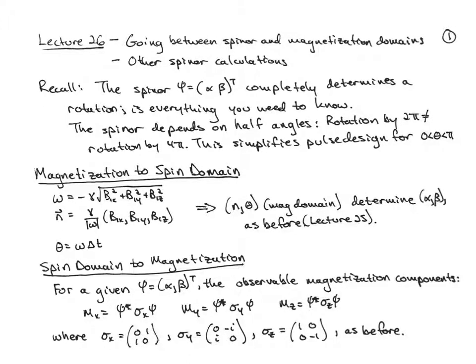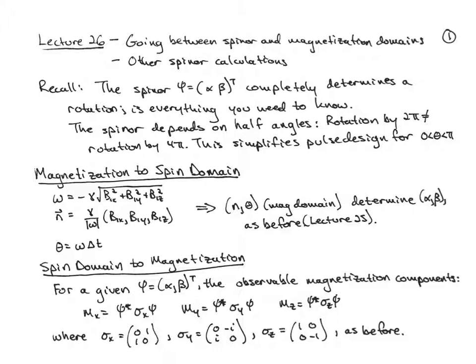In this lecture, we're going to continue learning about spinors, and we're going to specifically talk about going between the spinor and the magnetization domain so that we can start to form desired excitation profiles that relate to specific rotations that we want to generate in MRI. And then we'll go over a survey of other spinor calculations.